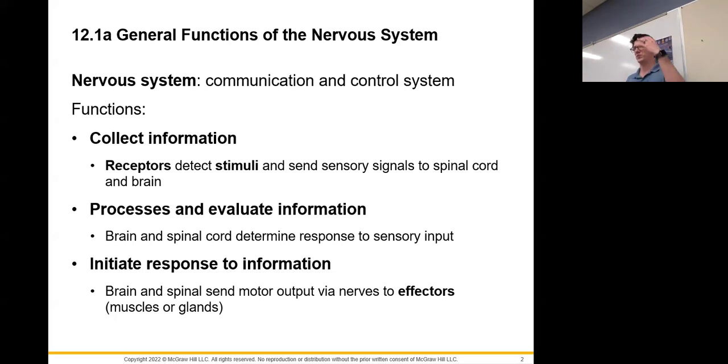Okay. Receptors receive or detect stimuli and send information to the central nervous system. Effectors are going to be things that receive nervous stimulus and cause something to happen. Okay.